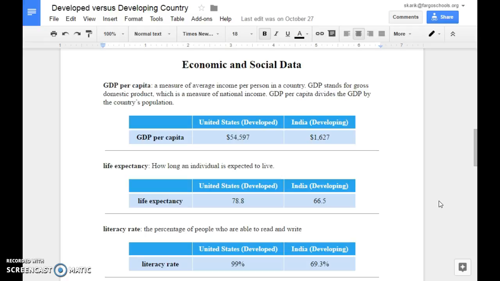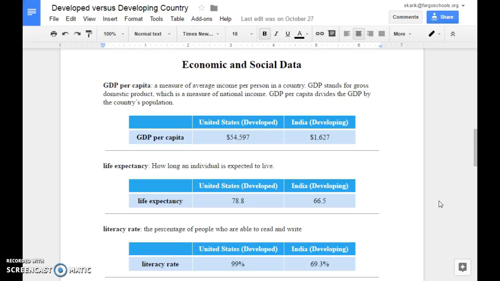$1,627 per person. If we look at life expectancy, which is how long an individual is expected to live, in the United States, the life expectancy is 78.8 years old. Compared to India, a developing country, their life expectancy is only 66.5 years old. Where would you want to live?